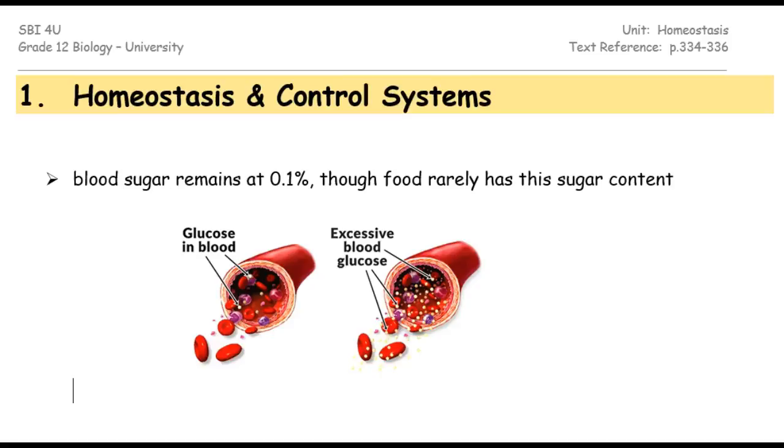So today we begin the first lesson of our very last unit in grade 12 biology, and that is homeostasis. We're going to get there, but I want to give you a few quick examples of situations that involve and require homeostasis in order for us to survive. So the first example is, we look at blood sugar. No matter what, the concentration of sugar in our blood remains at about 0.1%, although our food hardly ever contains this sugar content.